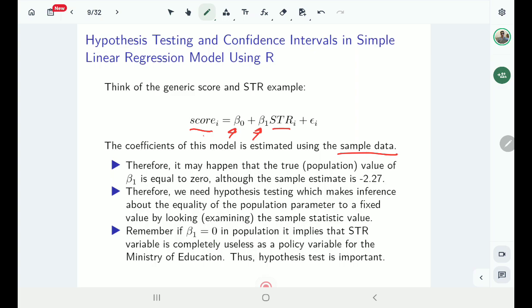It may happen that you estimate these parameters, for example, beta 1 hat in our previous estimations was equal to minus 2.27, but because we are operating at the sample level, it may happen that the true value of beta 1 is equal to 0, although we get minus 2.27 in the sample. So therefore, we need a formal test. We need hypothesis testing to test whether the true parameter value can be equal to 0 in the population.